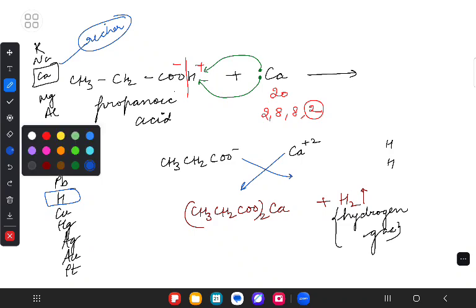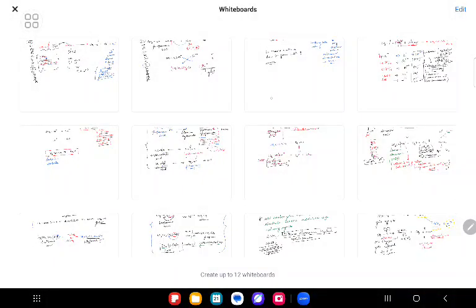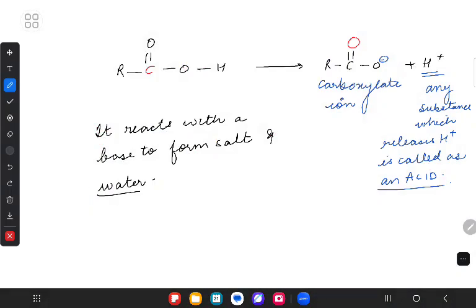So can you make one more equation for me if I give you, let's say, an acid, and I ask you to make an equation with potassium? Can you complete the reaction? You get the point. So that's what we have with us.